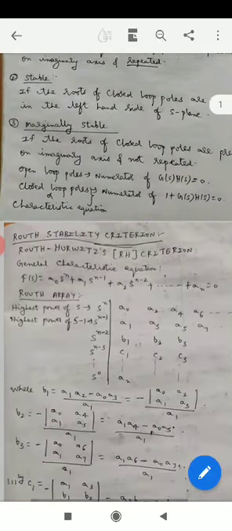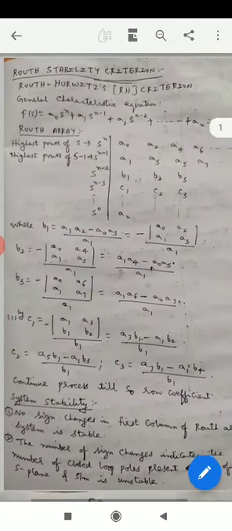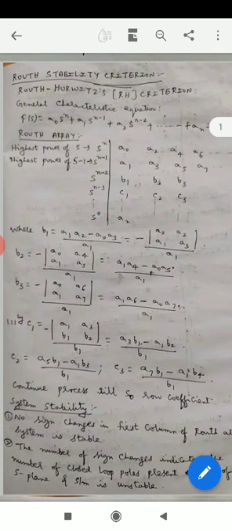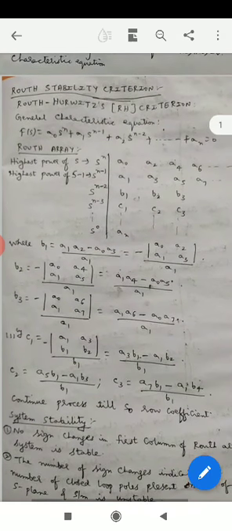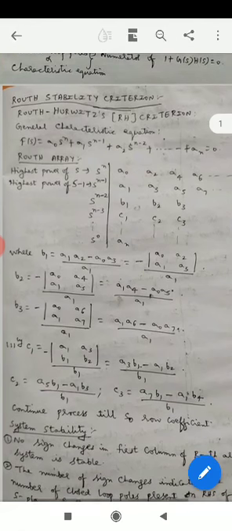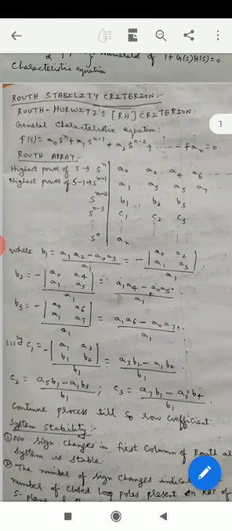So next we shall move on to the major important concept of this module, Routh stability criteria. Routh stability criteria is also called the Routh Hurwitz criteria. The general characteristic equation F(s) is written as a0 s^n plus a1 s^(n-1) plus a2 s^(n-2), and so on till an s^0. The value of s^0 is equal to 1, so it is not written.